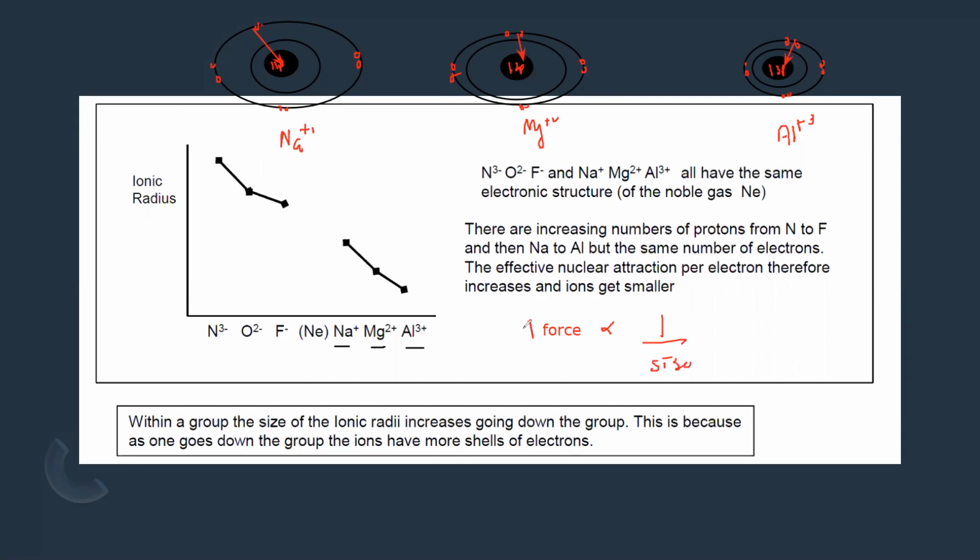So that's the reason in the case of aluminum, 13 protons are attracting the same number of electrons in the second or outer shell. So the size of the aluminum ion will be smaller when you compare these isoelectronics. Is this trend clear?